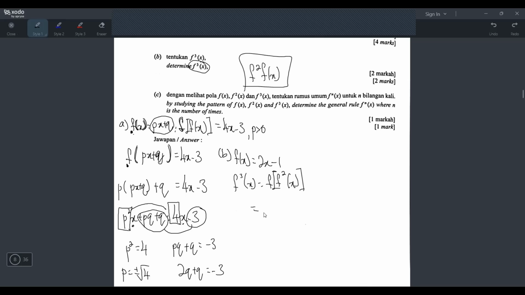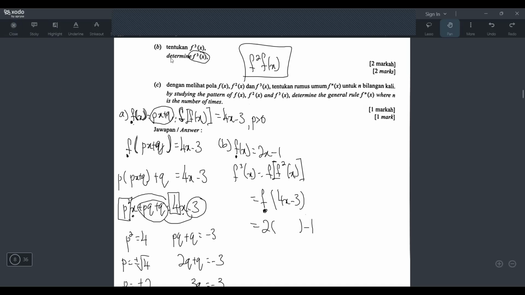The outside f, don't do it first. But the f power 2x we can substitute in. So f power 2x is this one, 4x minus 3. So you just put it in, 4x minus 3. And then now we have to focus on the outside f. Did you notice this is also a function f? So this is f, this is f, which means they are the same function. It means we can write down the 2x minus 1 down here.